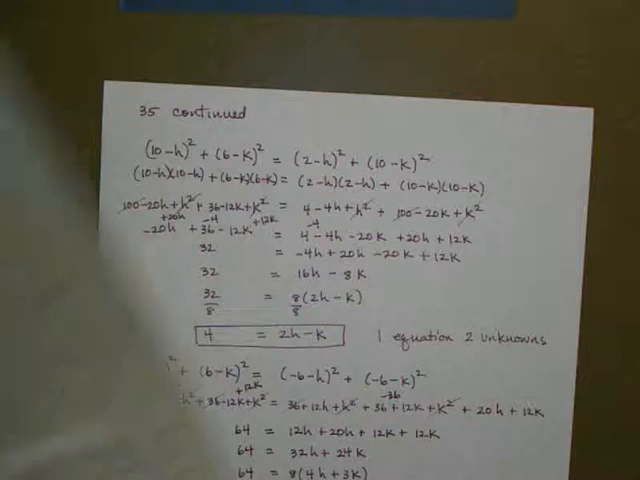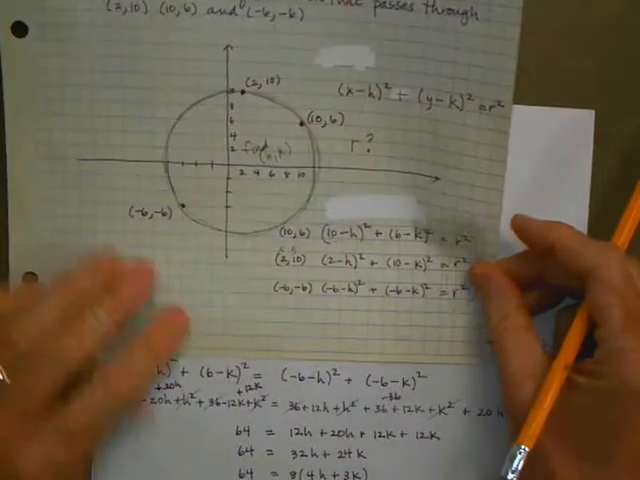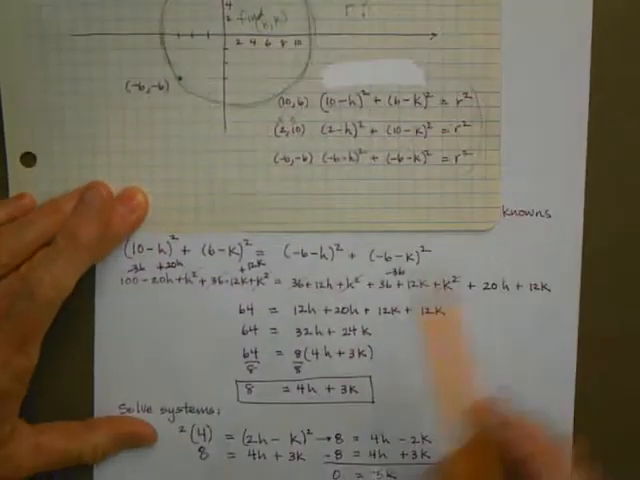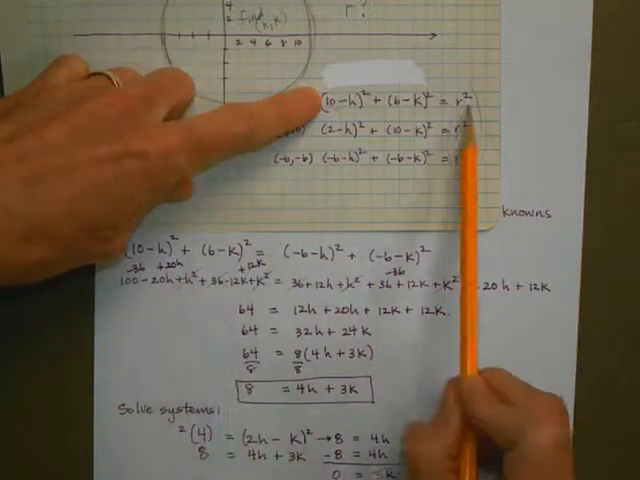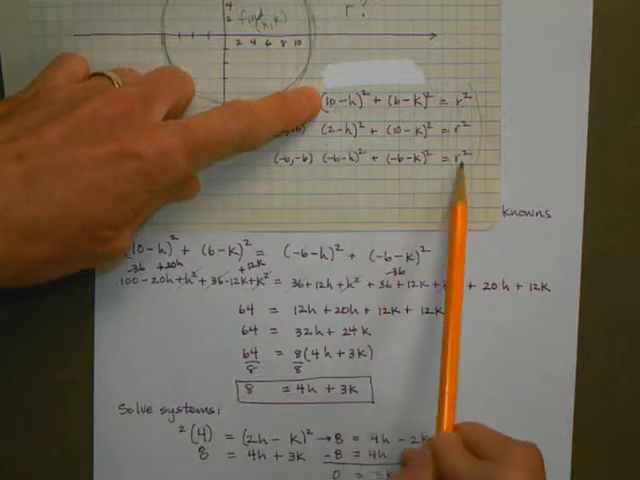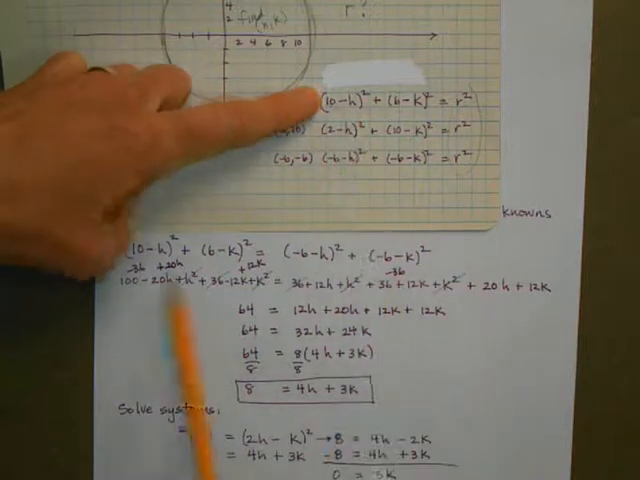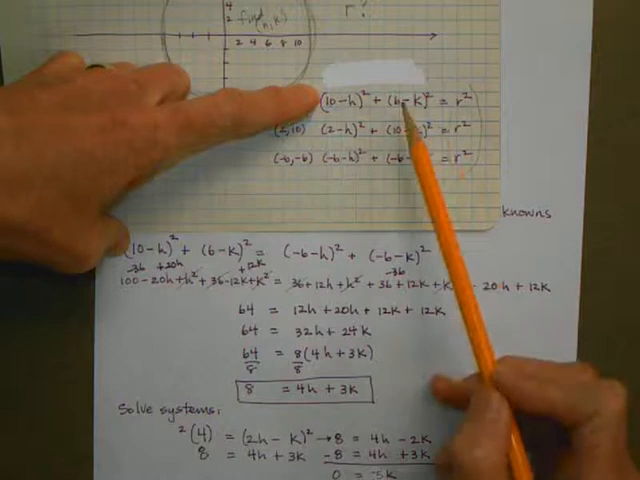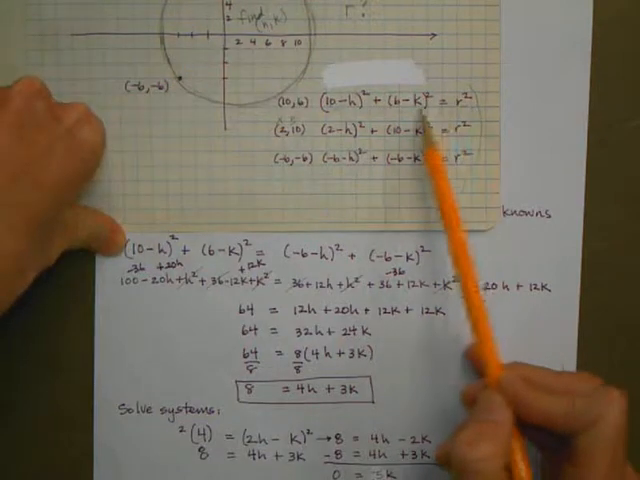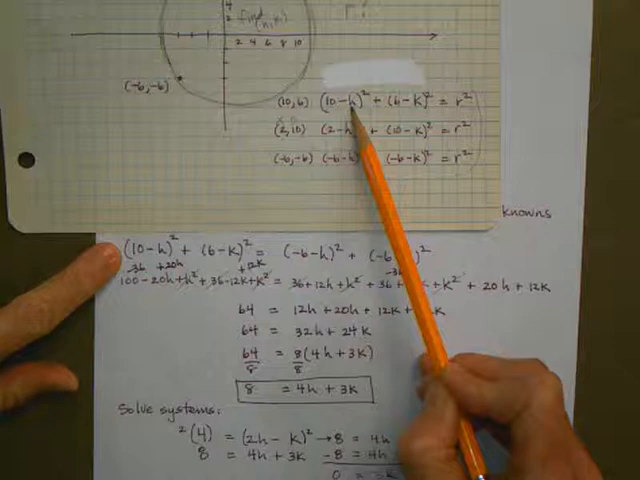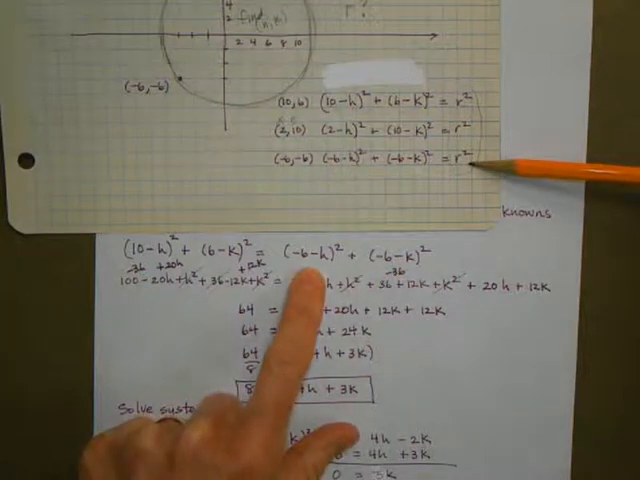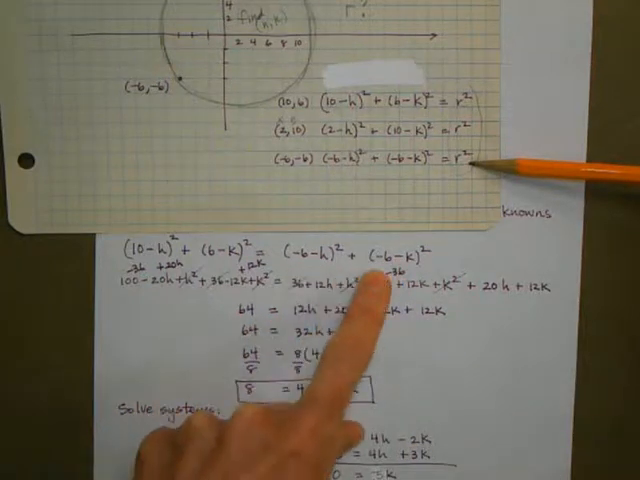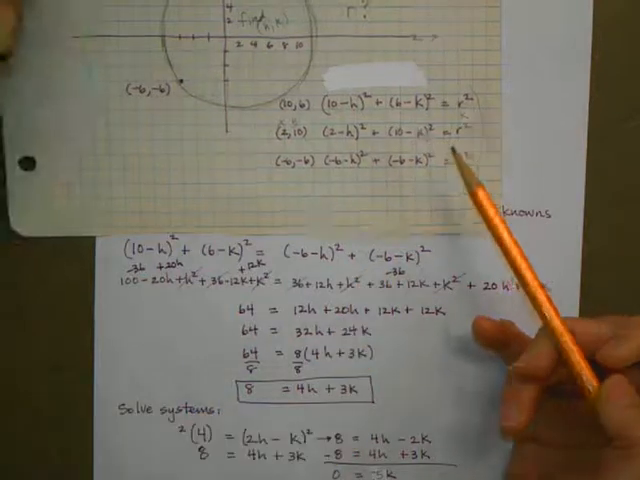So doing just that, you'll notice here, I have 10 minus h, this equation is equal to r squared here, and this bottom one is equal to r squared. So I can set these two guys equal to each other. So I have 10 minus h quantity squared plus 6 minus k quantity squared, that has to equal negative 6 minus h quantity squared plus negative 6 minus k quantity squared. And again, this gets ugly, but it does work.